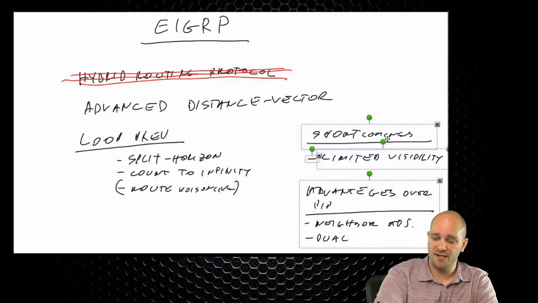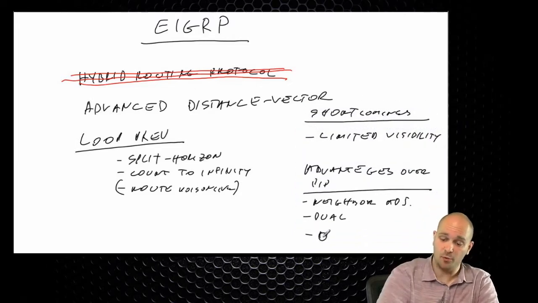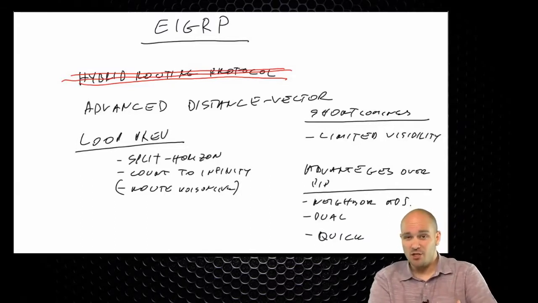So it's very, very fast. And the timers, and it's very, very quick. I have to give it that. So it's even faster than OSPF. So EIGRP is an incredibly fast routing protocol.